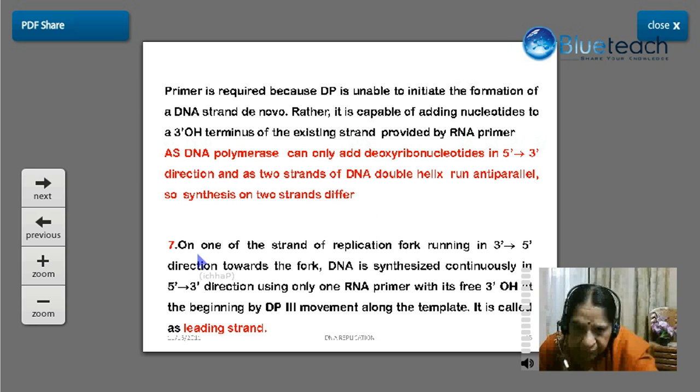On the strand of the replication fork running in the 3' to 5' direction towards the fork, DNA is synthesized continuously in the 5' to 3' direction using only one RNA primer with its free 3'-OH end at the beginning, by DP3 movement along the template. It is called the leading strand.